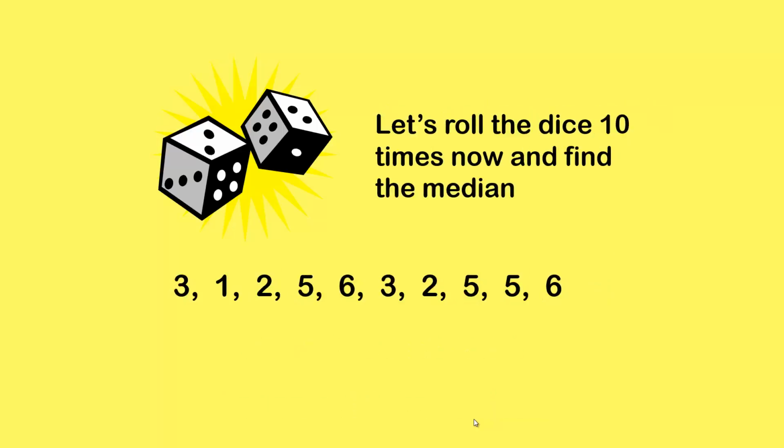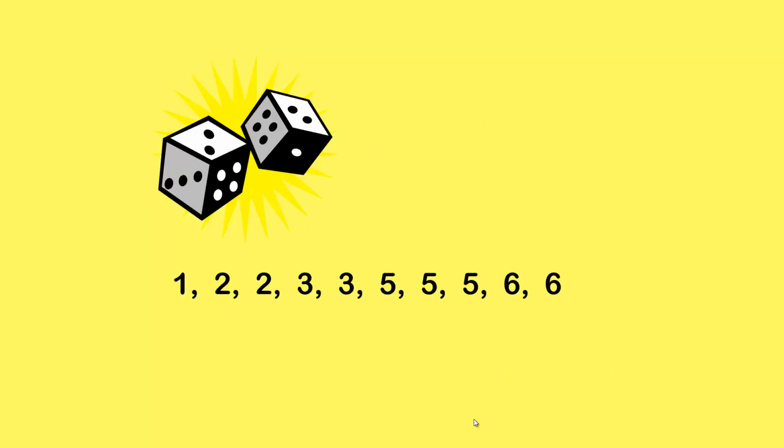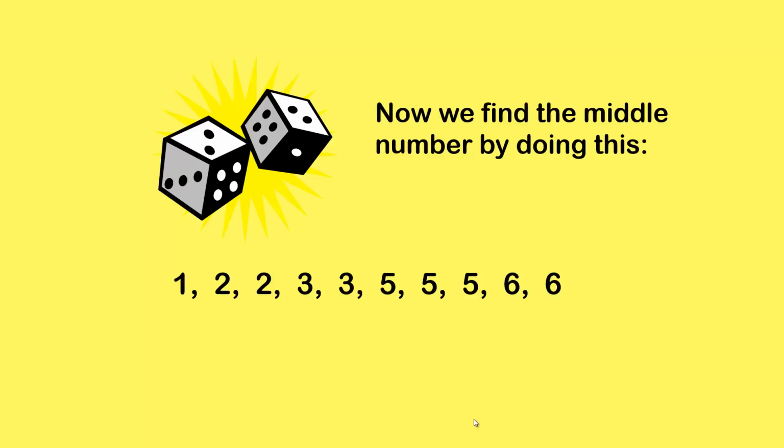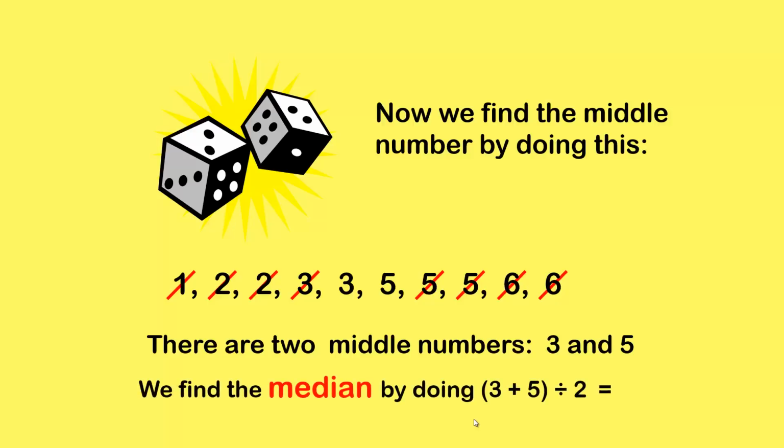Alright, let's roll the dice 10 times and find the median. Let's put them in order. There we go. And let's find the middle by doing one off the front, one off the back, one off the front, one off the back, one off the front, one off the back. Oh, we've got 2 middle numbers. And what we're going to do here? Well, what we do here is that we add them up. 3 and 5 equals 8, and then we divide that by 2. So in this case, 3 and 5 is 8, divided by 2 is 4, so the median is 4. So if we start out with an even number of numbers, we're going to get 2 middle numbers, and that's how we find the median.